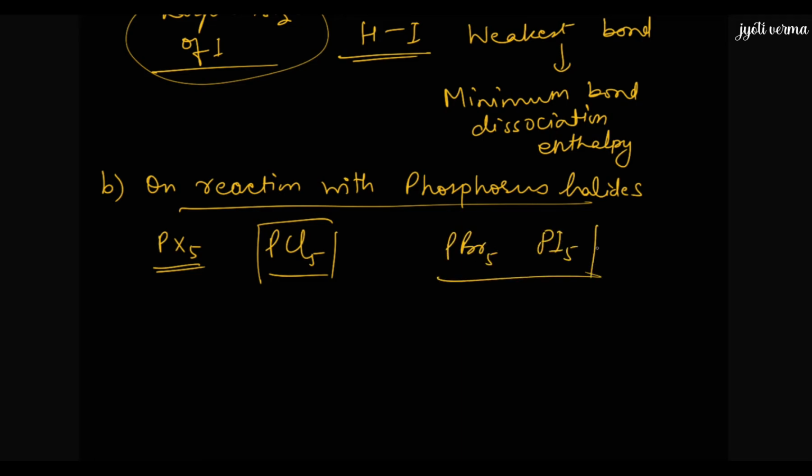Because these do not exist. Why don't they exist? Because of the large size of bromide and iodide. Because they are large-sized ions, they cannot be accommodated around the phosphorus atom. They will cause repulsion, and that is why this is not at all existing.